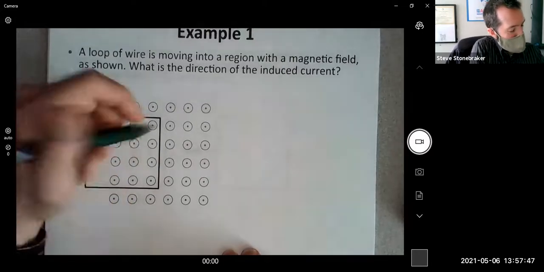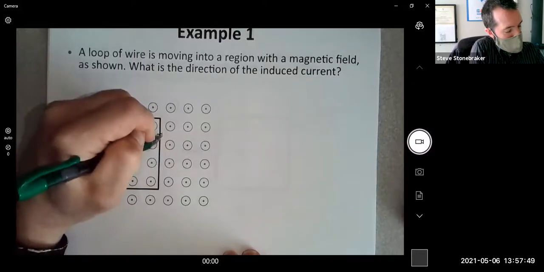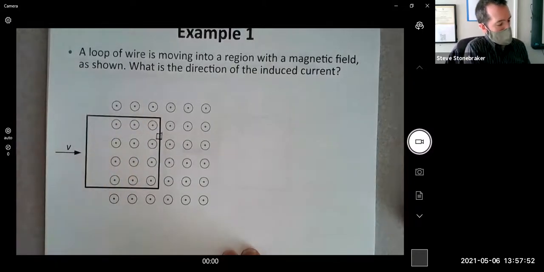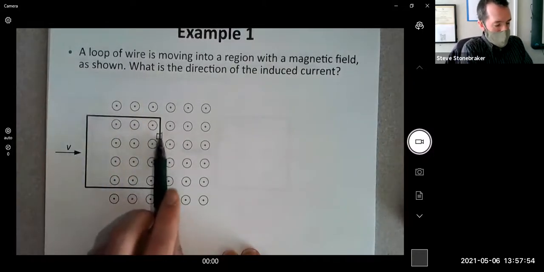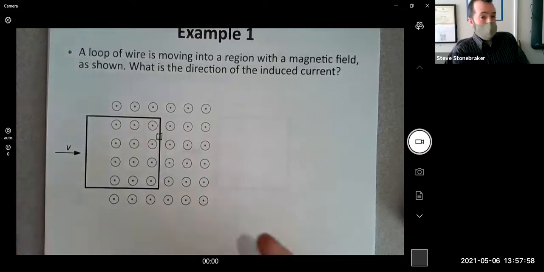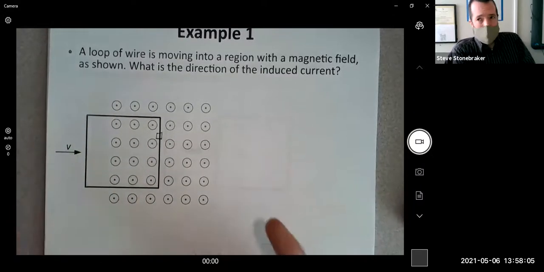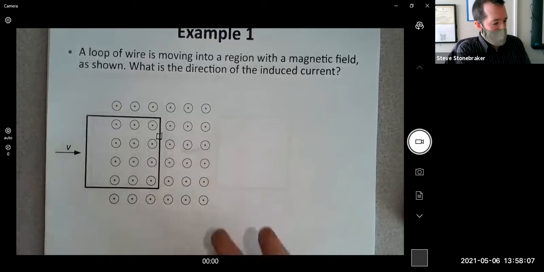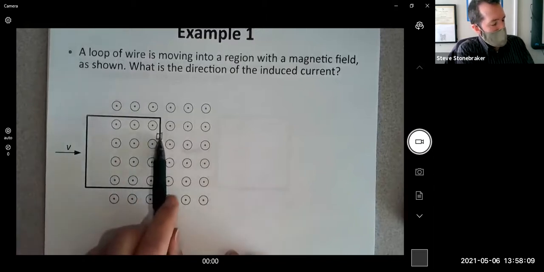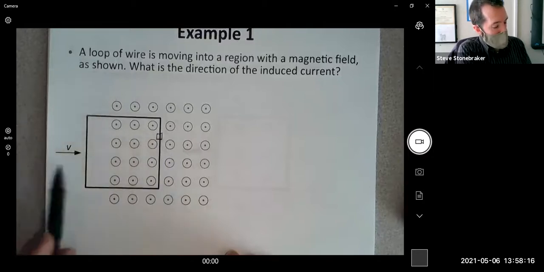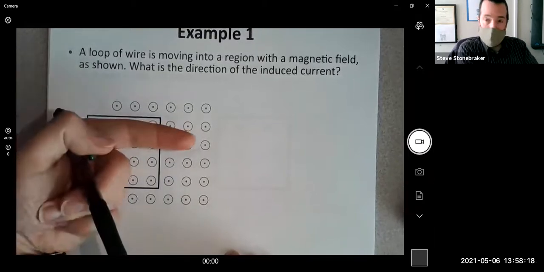So I'm going to choose just a random section of wire. I'm going to think about the charged particles that are in here. I want to think about positively charged particles because I want to know about conventional current. But if you'd really rather talk about electrons, you can do that. You just have to remember to reverse some stuff. But there's a bunch of nuclei in here. These nuclei have a velocity to the right.